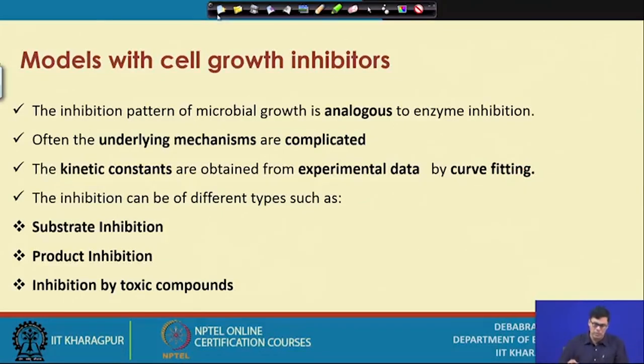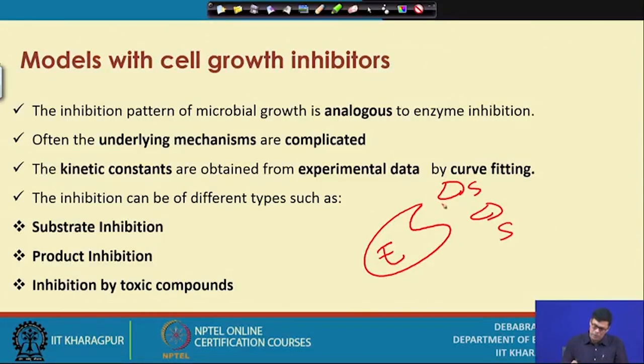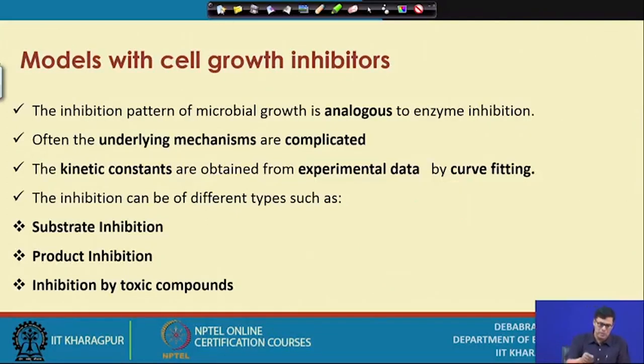Now, when we discussed enzymatic reaction kinetics, we pointed out that in the case of an enzyme, this is a substrate. Am I right? The enzyme also has substrate inhibition. When an individual substrate interacts with the active site, it gives the product. But when two substrates try to interact with the same active site, we find some kind of inhibition takes place. We explained this during enzymatic reaction kinetics. The inhibition pattern of microbial growth is analogous to enzyme inhibition. This is exactly what I want to explain.